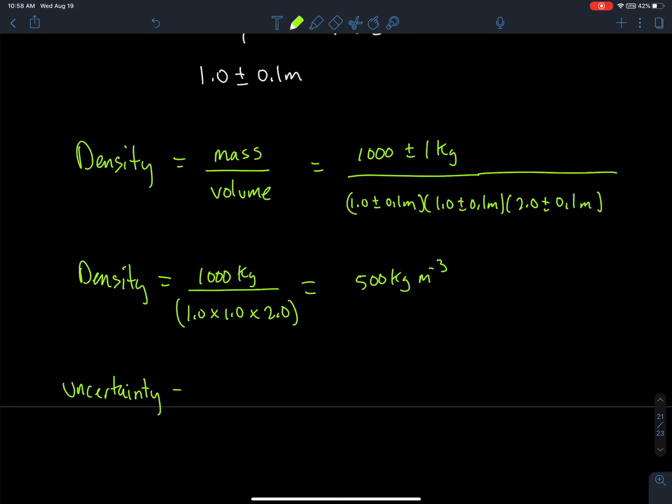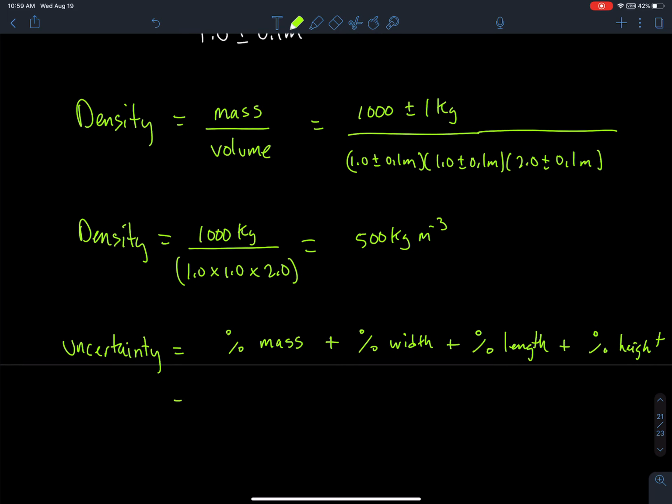okay, then what I need to do is find the percentage mass, plus, because remember, even if you're dividing, when you're dividing and multiplying, you're always adding the percentages. So I'd have to find the percent uncertainty for that value, the percent uncertainty for that value, and the percent uncertainty for that value. So what I'm trying to do is find the percent of the mass plus the percent of the width plus the percent of the length plus the percent of the height.